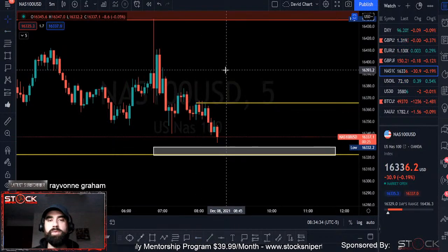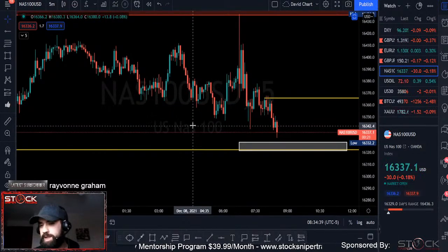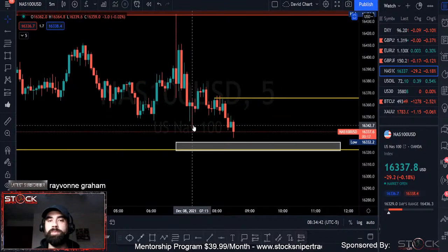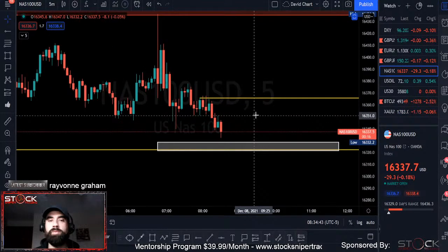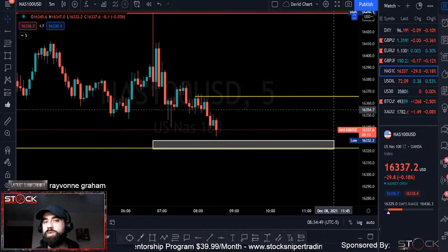Okay, so we have key resistance forming there. So I'm not going to mark up the chart too much, guys. The reason why is because when we lead into market open, okay, I want to make sure we're ready. All right, so watch, monitor.